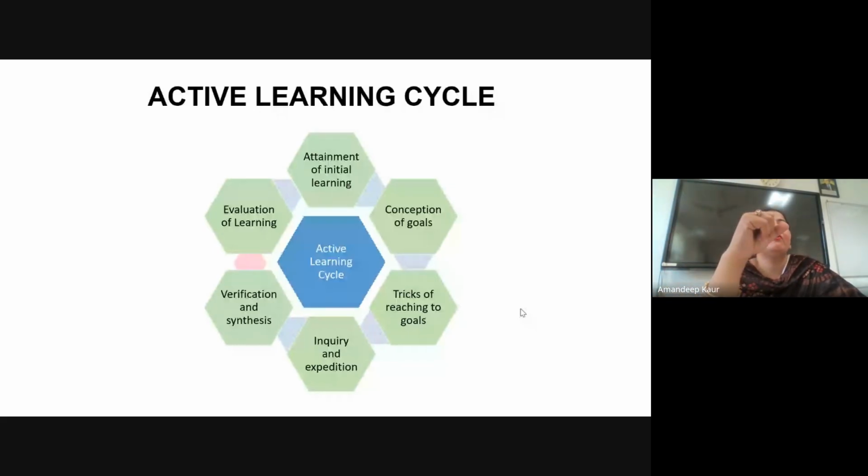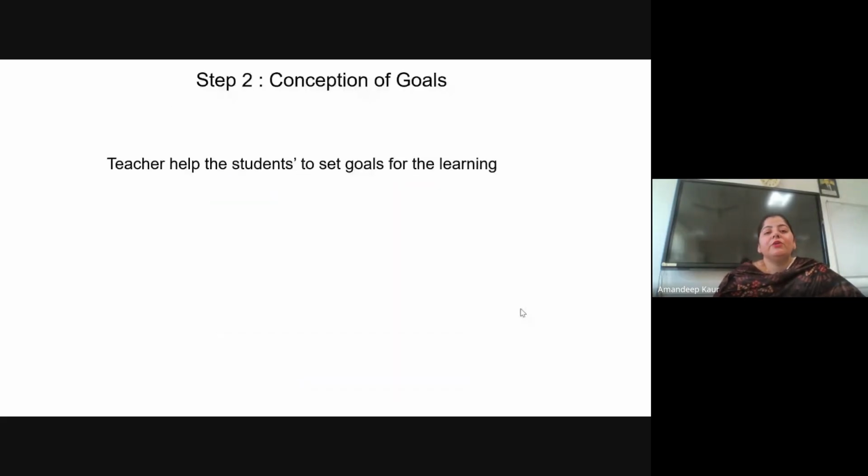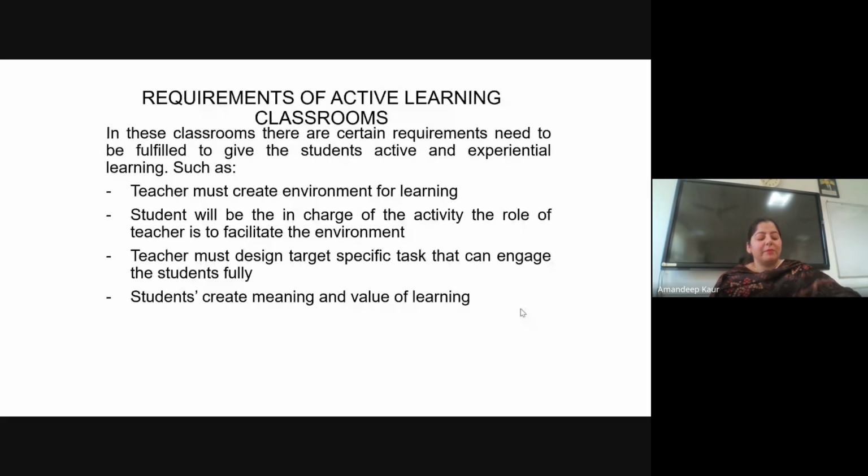So finally, we will evaluate the performance of the student. So this is all that we need to do, and these are the major requirements that we need to fulfill as a teacher. The teacher must create an environment for learning. In most of the classes, we demand the student must be the part or the locus of that particular activity, and the role of the teacher is to not dictate the kind of environment.